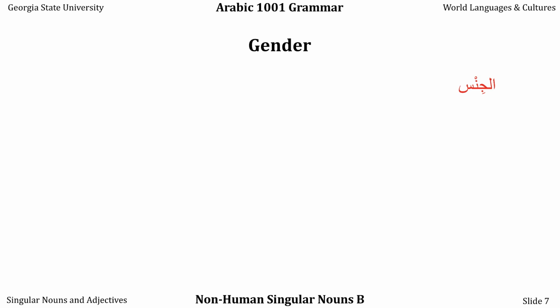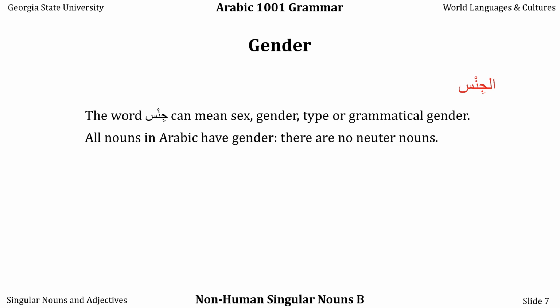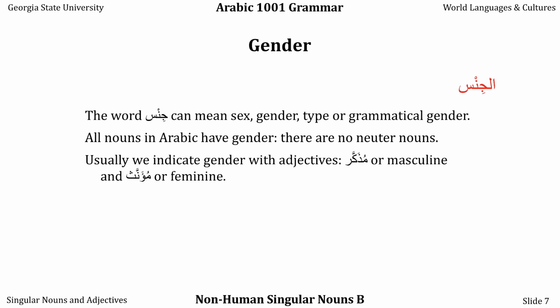So let's talk about gender for a moment. The word for gender is jins. All nouns in Arabic have gender. There are no neuter nouns. There's no "it" in Arabic. Everything is he or she, like Spanish or French.